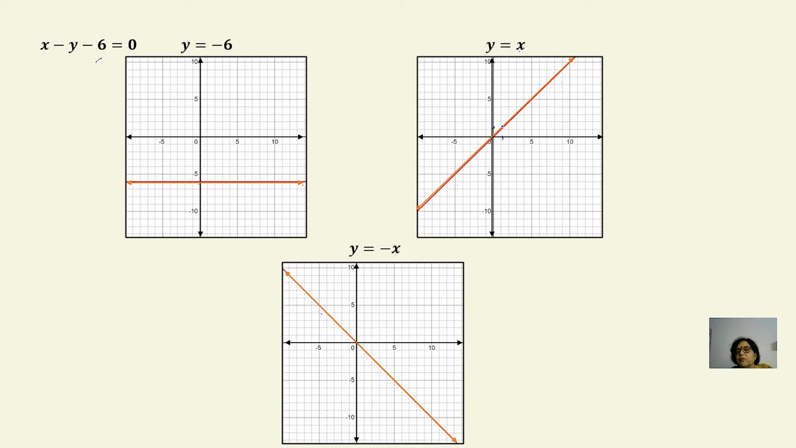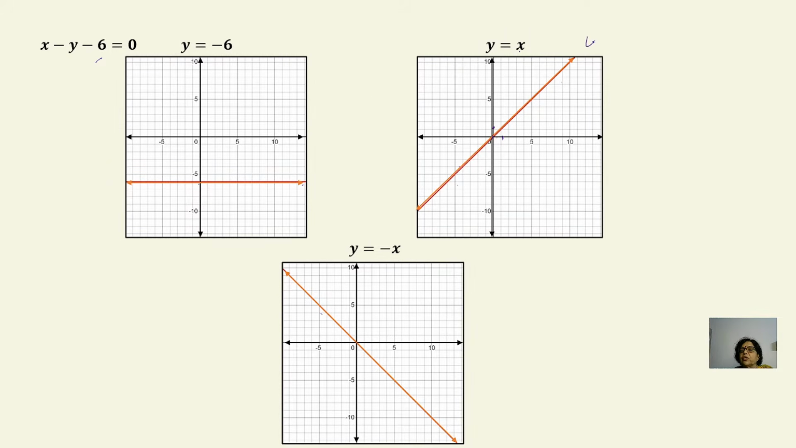X is positive 2, y is positive 2. That means both the points, for x and y, are in the first quadrant. Similarly, if x is negative 1, y is negative 1; negative 2, negative 2. So the first and third quadrants will be the quadrants through which the line will pass, and it will always pass through the origin. Remember, if this c is 0, it will always pass through the origin.